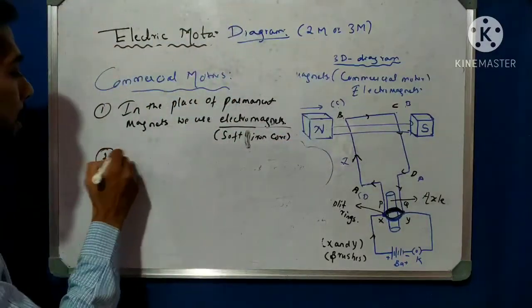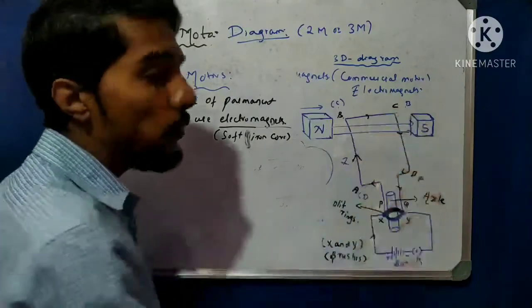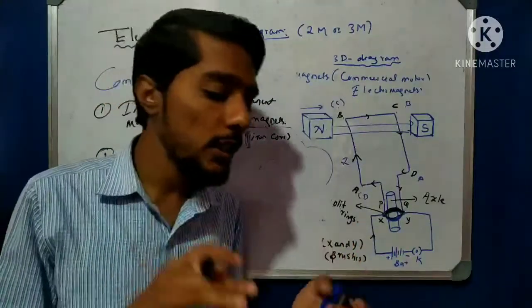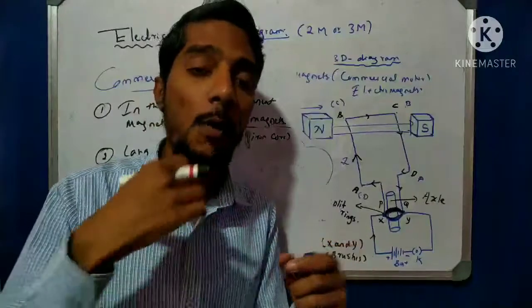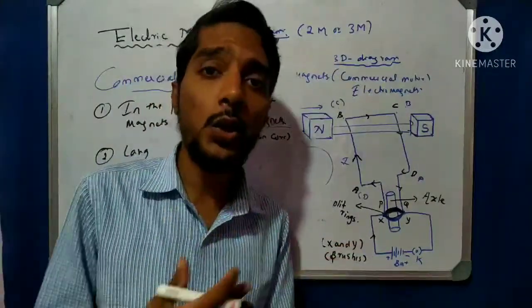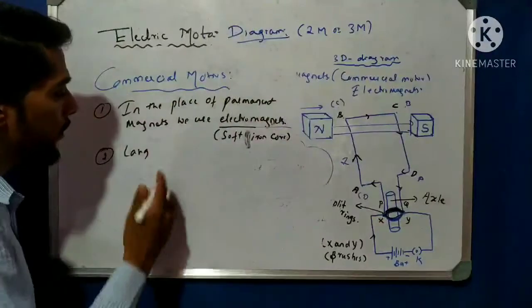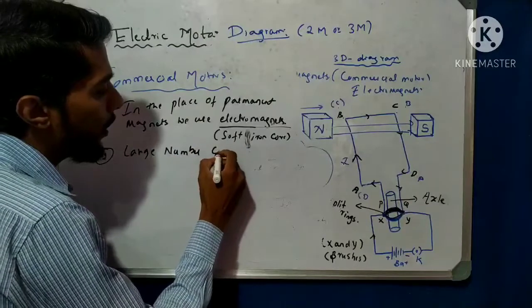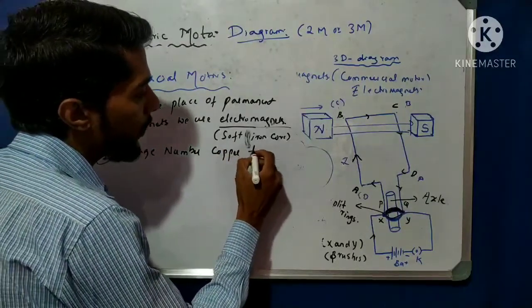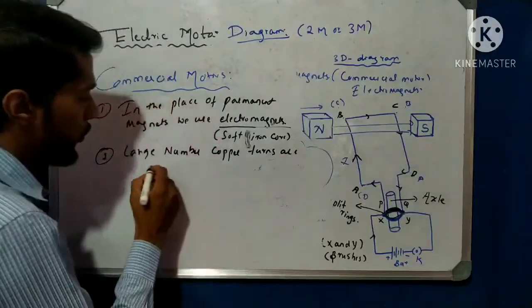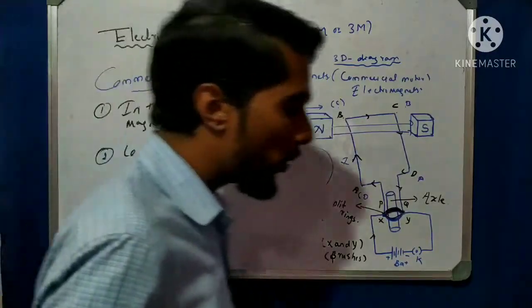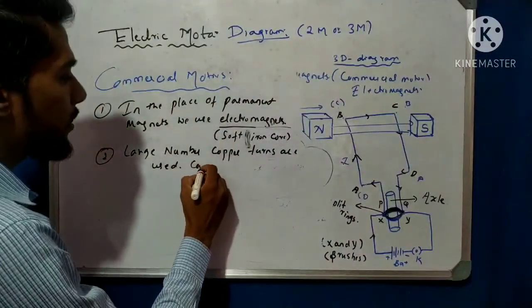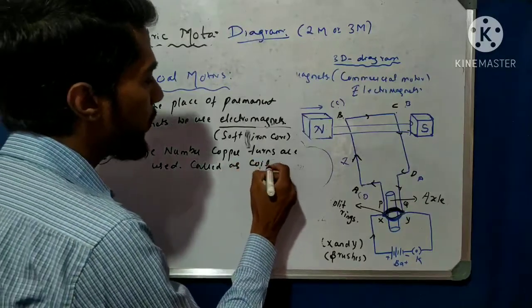And the second point, large number of turns. Here I use only one turn, but if you see a motor, the winding inside has a copper winding with a number of turns, 1000, 2000, 3000 turns. So we use a large number of copper turns here. That is called a coil.